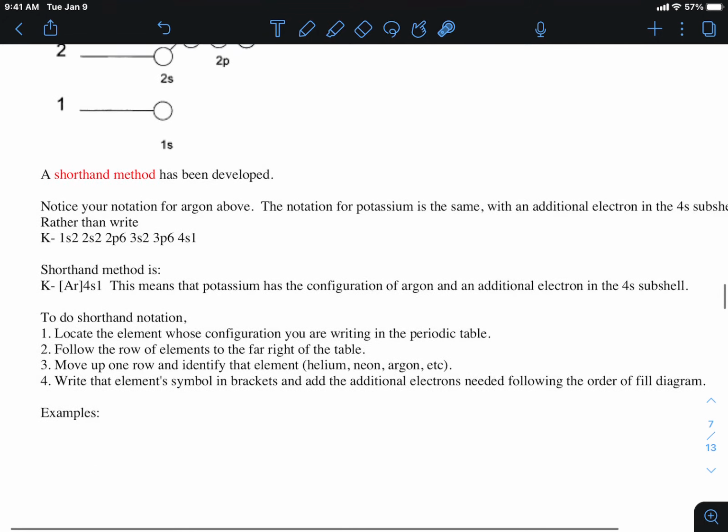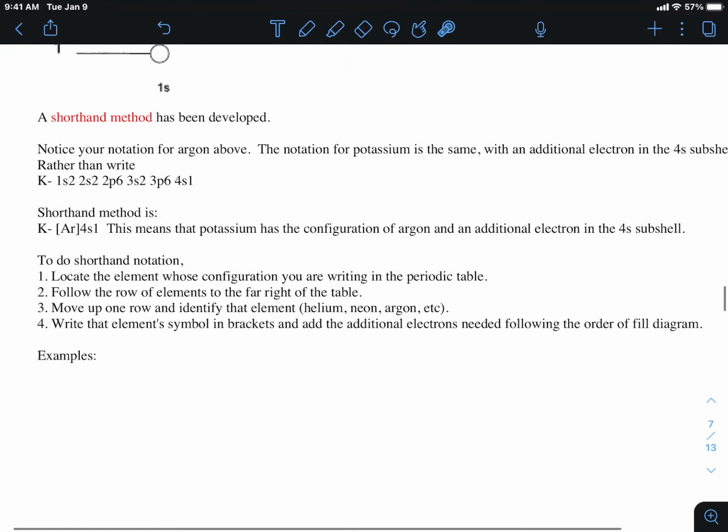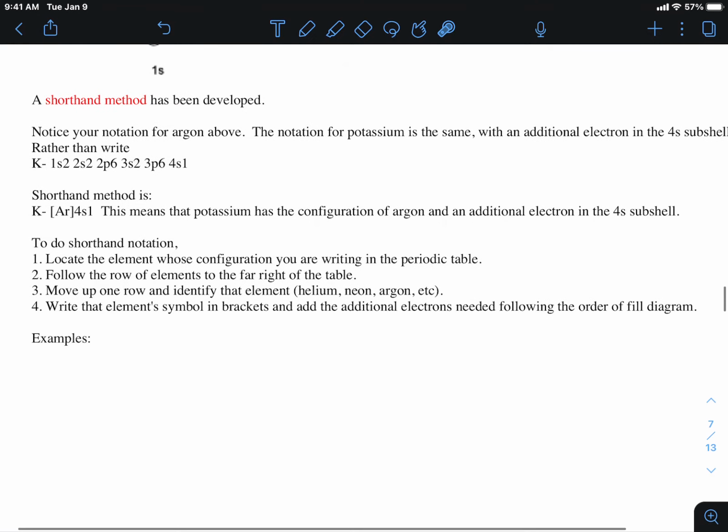Okay, so this would be a good time to pause and work on the first couple of problems on the worksheet that ask you to write the SPDF notation for elements. And the next section is going to be on how to write shorthand.